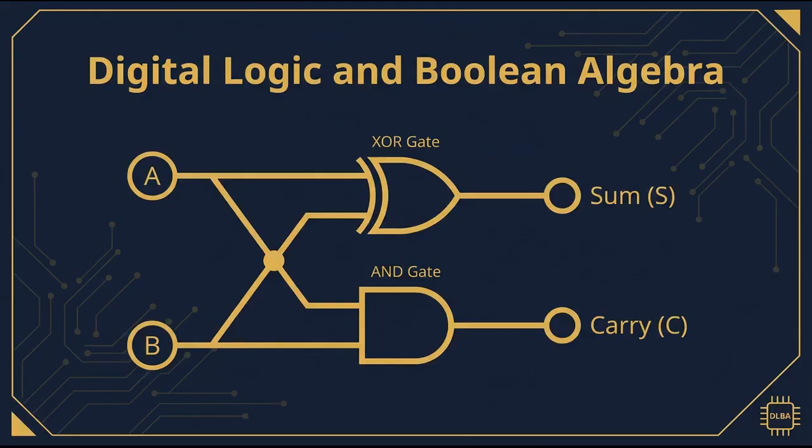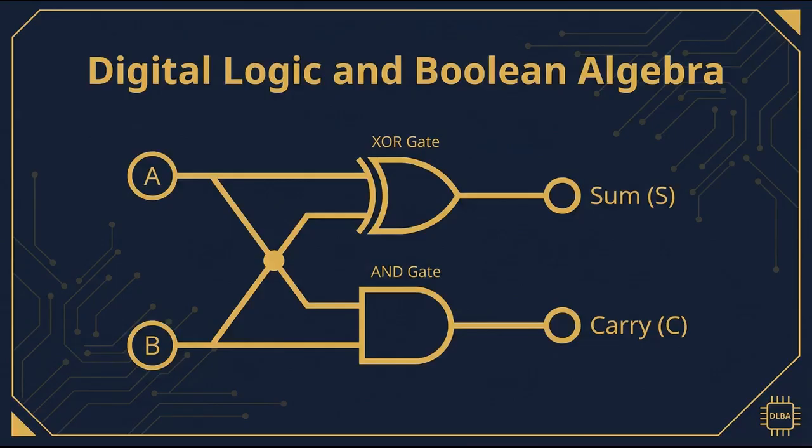Lesson 2. Digital Logic and Boolean Algebra. This lesson covers digital logic and circuit design. We start with the basic logic gates. A 2-input XOR gate outputs a 1 only when its inputs differ. If both inputs are 1, the output is 0.